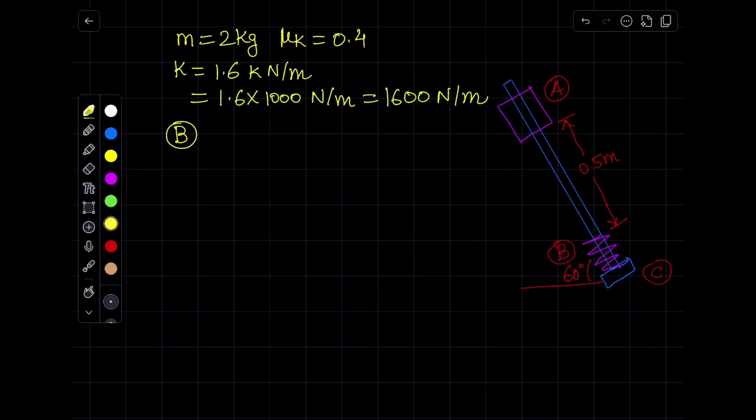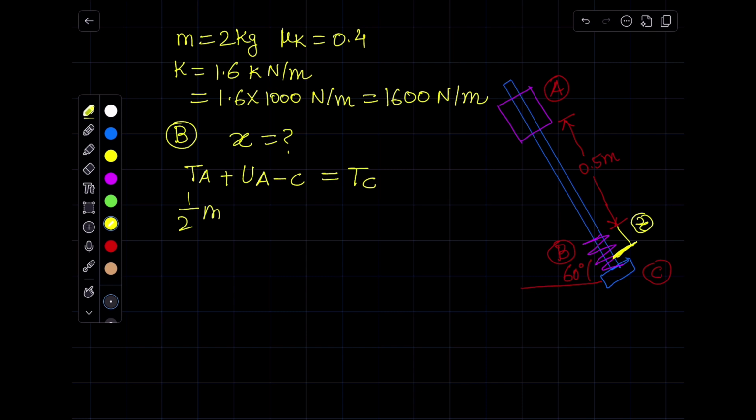Now let's solve the second part of this problem. Here we have to find how much the spring is compressed, because when the collar strikes, the spring will compress, and of course the spring will not reach up to C. Okay, so there will be compression and there will be some distance between B and C. So we will say that that is the distance x.